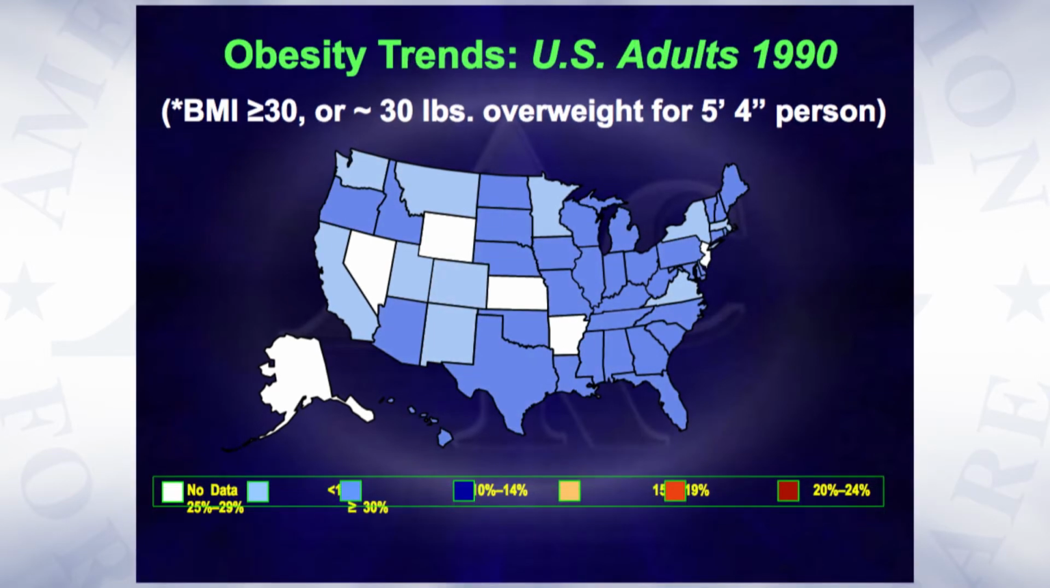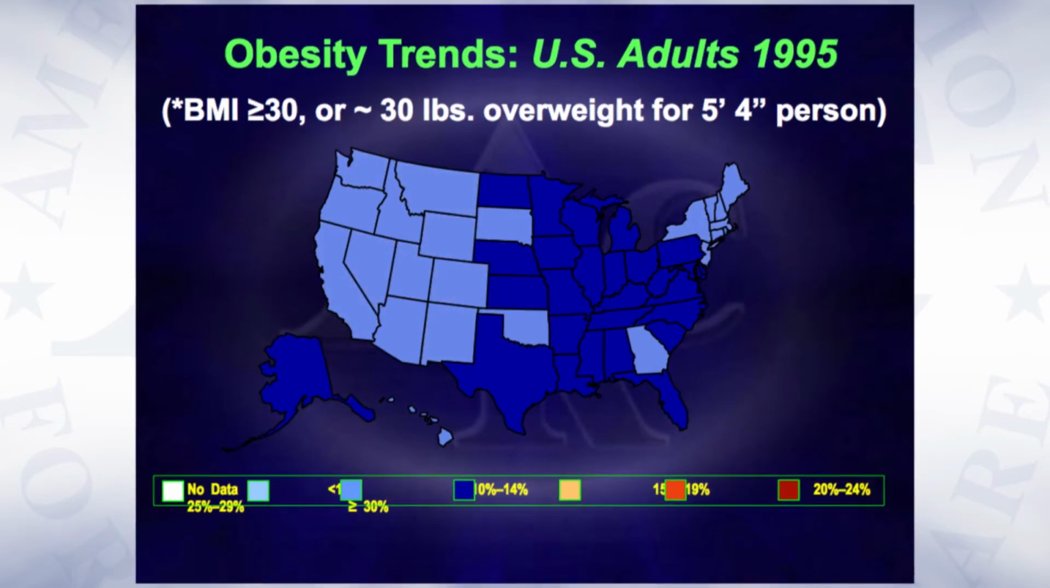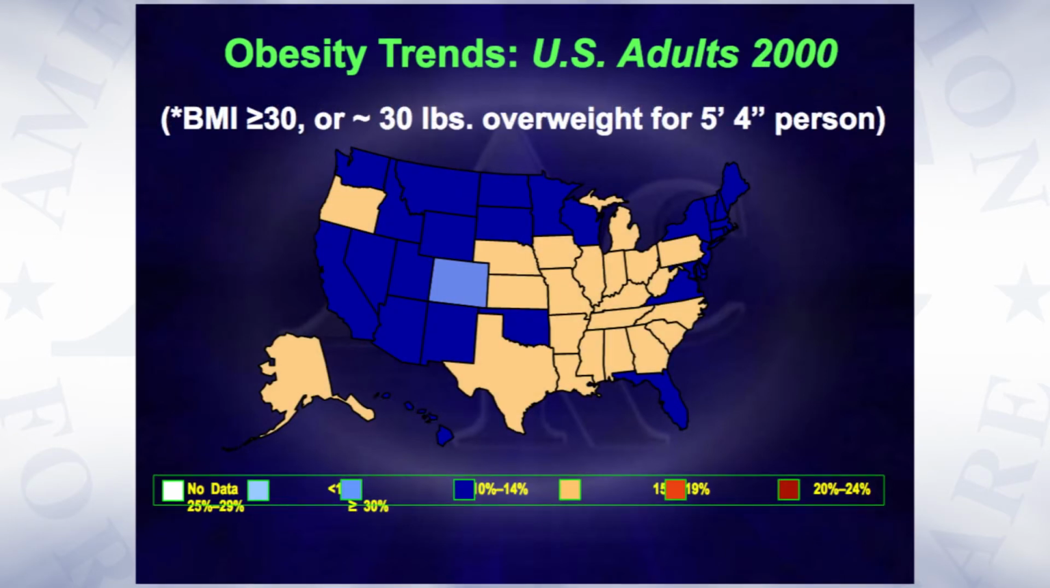By 1990, the number is increasing. By 1995, you're seeing much more dark blue states, indicating up to 19% of those people living in those states are considered overweight. By the year 2000, we've got many states that are up to 24%.